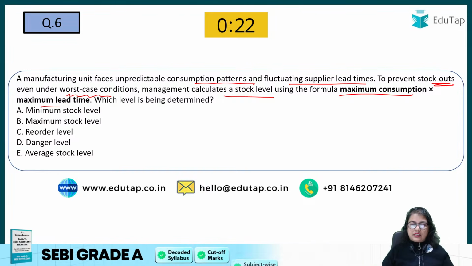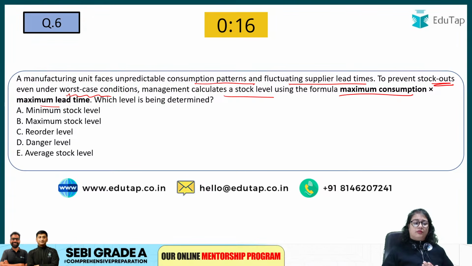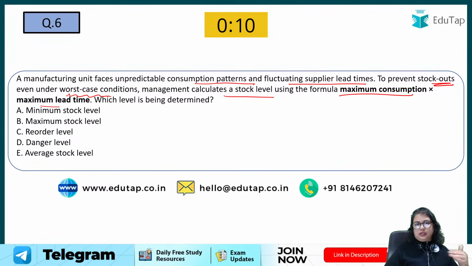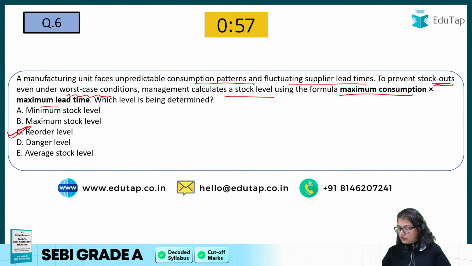This is what they are asking, but basically they are giving you the reason also that why are we taking this formula, that is maximum consumption to maximum lead time, because here we try that even if there is a worst case condition, we take the maximum amount, like maximum lead time, that how much maximum time it would take to the resources to come back or to replenish our resources, right? So this is the formula of what? This is the formula of reorder level, right? So of course everybody knows this.